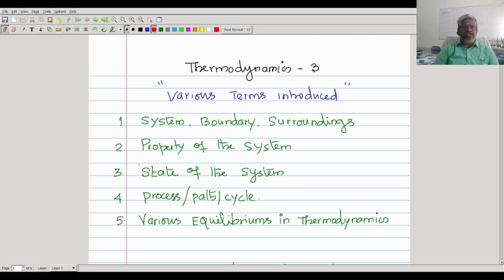The first one is this group of terms: system, boundary, and surroundings. The second one is the property of the system. The third one is the state of the system. The fourth is process, path, and cycle. The last one is the various equilibriums that exist in thermodynamic study. Okay, so we'll see the various groups in detail.